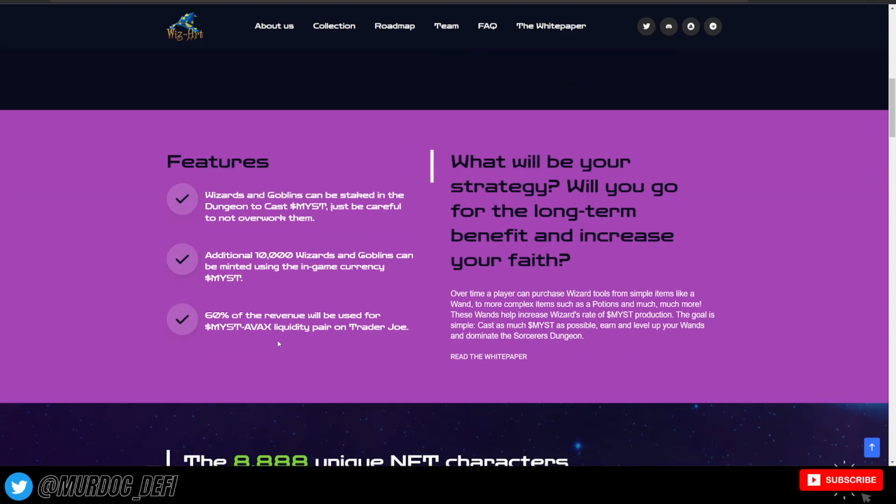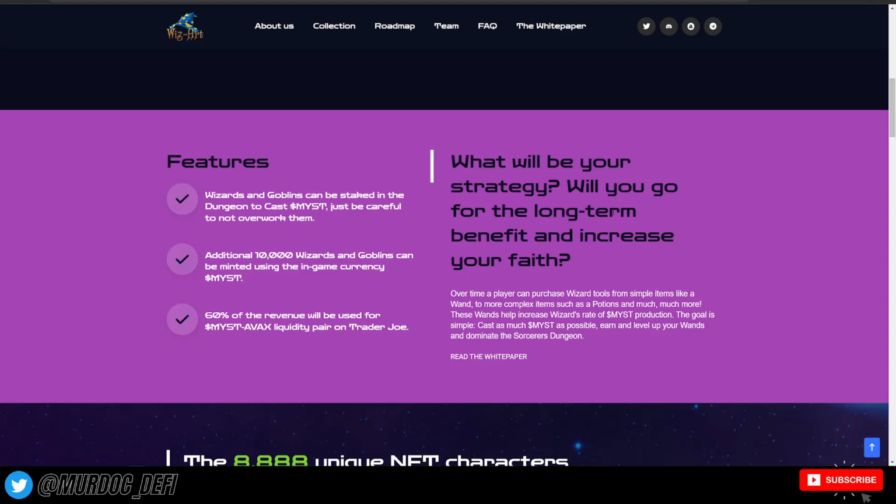So some features here. Wizards and goblins can be staked in the dungeon to cast Mist. Just be careful to not overwork them. An additional 10,000 wizards and goblins can be minted using the in-game currency called Mist. And then 60% of the revenue will be used for the Mist and Avax liquidity pair on Trader Joe. And so they say here, what will be your strategy?